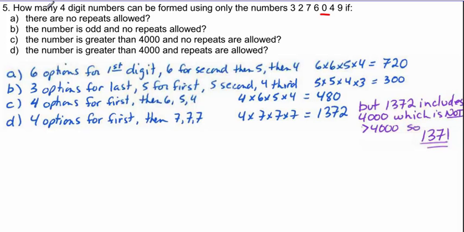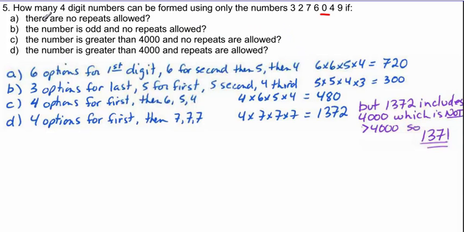Okay, so number 5 now. How many four-digit numbers can be formed using only these numbers? The 0, of course, becomes key to the question because I can't start a four-digit number with a 0. So 0497 is, in our minds, at least a three-digit number. It's 497. Which means that we won't have a simple permutation with these questions, or we won't likely have one anyways.